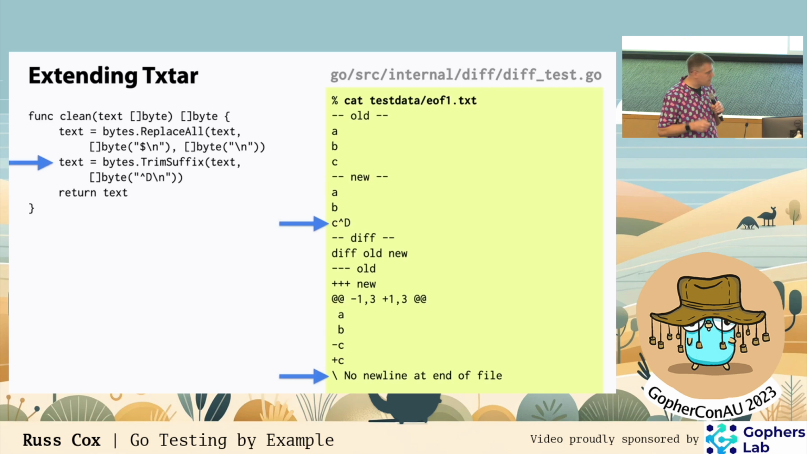All right. And then textar also insists that every line in a file ends in a new line. But we want to test what diff does on files that don't end in a new line, because that's part of its spec. So in the test, we allow a literal $D at the end. And then clean removes the $D to produce a file that doesn't end in a new line. So in this case, the file called new does not end in a new line. Diff correctly reports that.